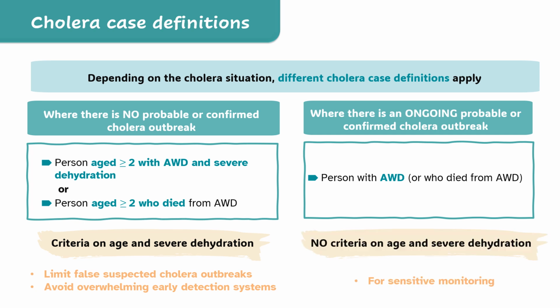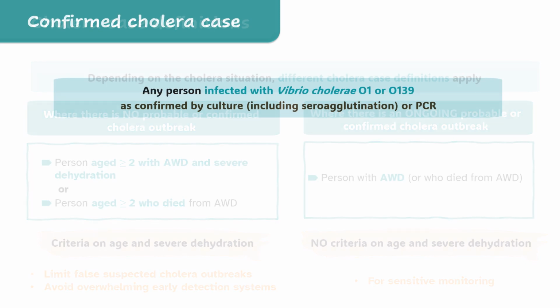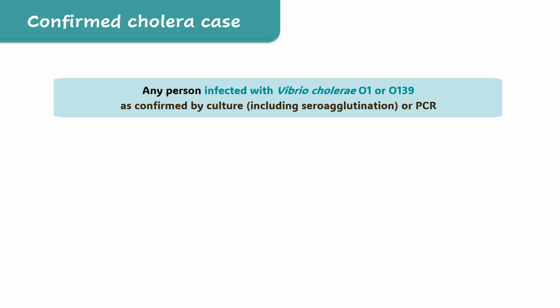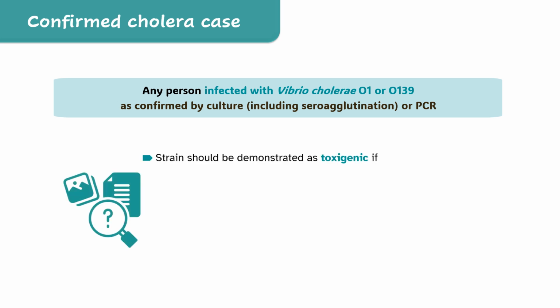On the other hand, in surveillance units where there is a probable or confirmed cholera outbreak, age and severe dehydration are not considered to identify suspected cholera cases. This is to ensure the sensitive monitoring of an outbreak. A confirmed cholera case is any person infected with Vibrio cholerae O1 or O139 as confirmed by culture, including seroagglutination, or PCR. In addition, in particular circumstances, the strain in a confirmed cholera case should also be demonstrated as toxigenic.